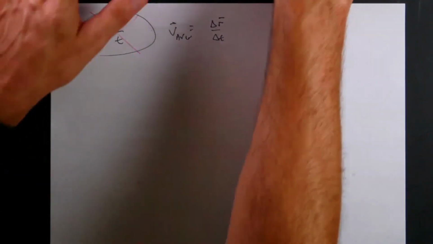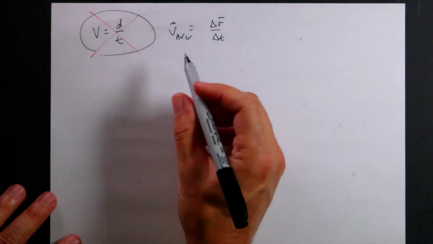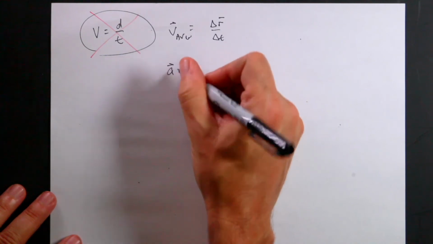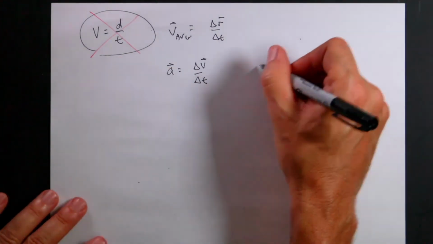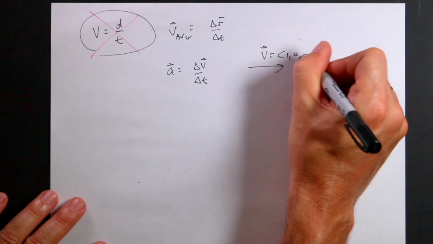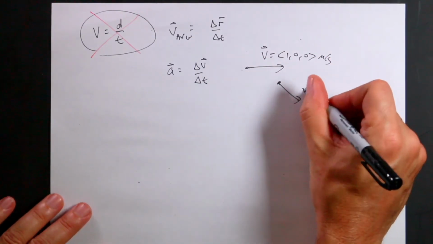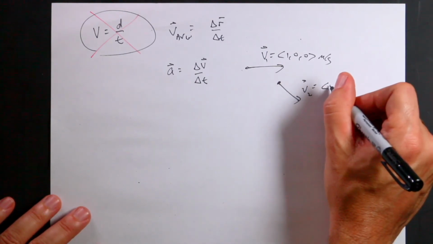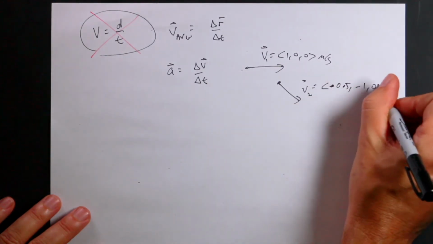Okay, let's go to the definition of acceleration. So just like the velocity tells you how your position changes, the acceleration, A, tells you how your velocity changes. So it's change in velocity over the change in time. So suppose I have a car going this way with a velocity of 100 meters per second, and then a little bit later it's over here and it's going this way with a velocity v2 equals, I'm making up some numbers here, let's say it's 0.5, negative 1, 0 meters per second.